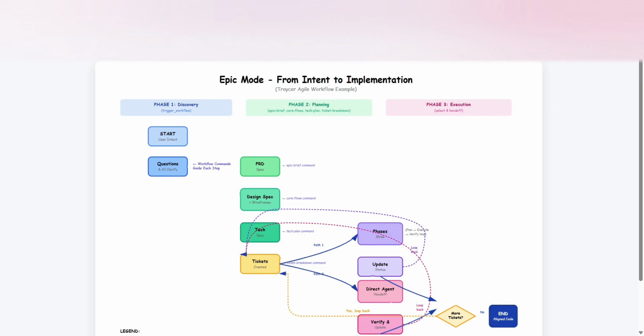Skip phases entirely. Select your tickets, hand off to your coding agent, let the agent work, and then verify changes and update your epic. The key is that both approaches preserve context. Your specs and tickets are always available, so you're not rebuilding context from scratch each time.